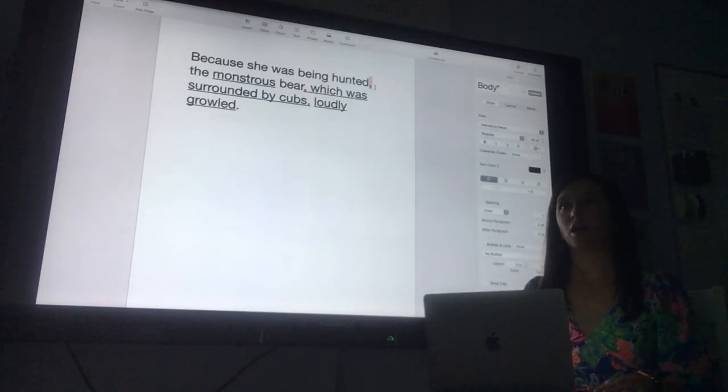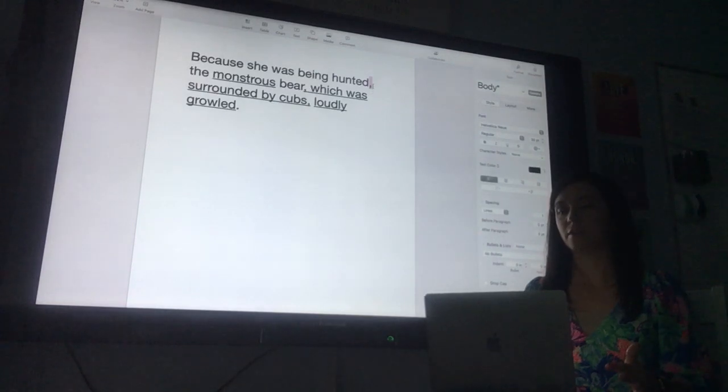The dependent clause: if I just said, "because she was being hunted," and that's all I gave you, you would be waiting for more. It's a dependent clause. It depends on another thought. Independent clauses finish your thought. They don't need the dependent clause.